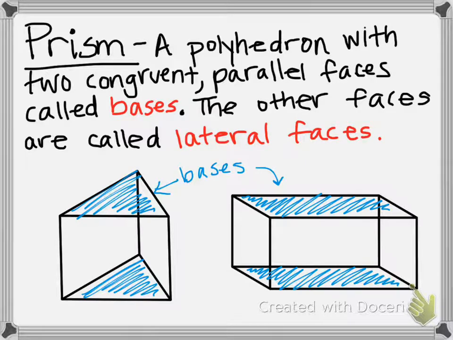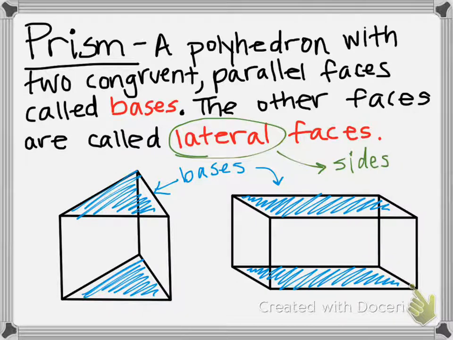So what you see now highlighted in blue, those are our bases. Notice that they are congruent and parallel. And our lateral faces, well, they would be all the faces that aren't shaded in right now. And just to keep in mind, we've talked about what that word lateral means. So lateral means sides, like your lateral muscles. So these are the faces that are on the sides.